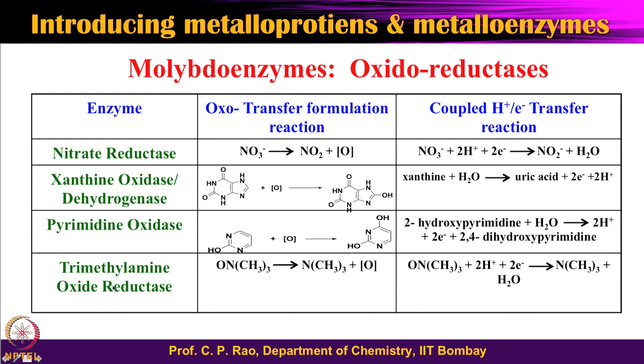There is another example shown here, trimethylamine oxide reductase. The first one and the last one are reductases. The second one and third one are oxidases. So, here trimethylamine N-oxide gives rise to trimethylamine plus O. Again, this O will go as water. That means you require 2 protons and 2 electrons. So, you saw two reactions being reduced, two reactions being oxidized. These are basically oxidoreductases. As I said, these are not carried out by nitrogenase.